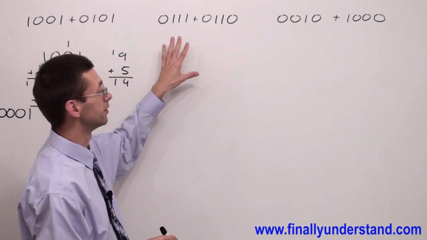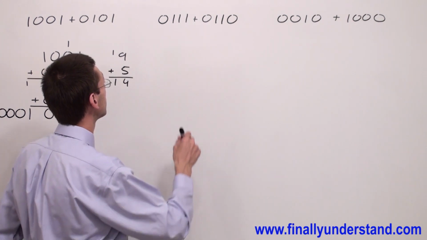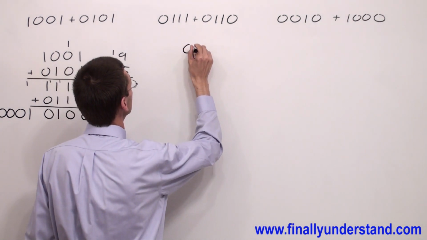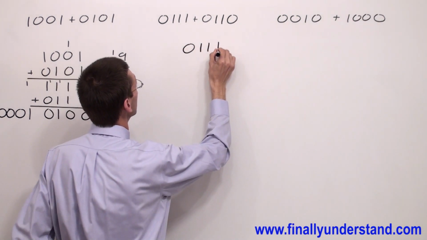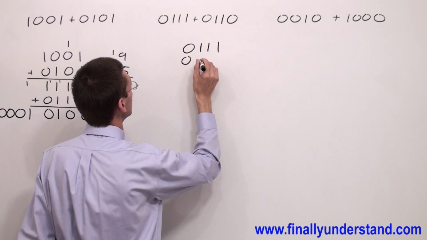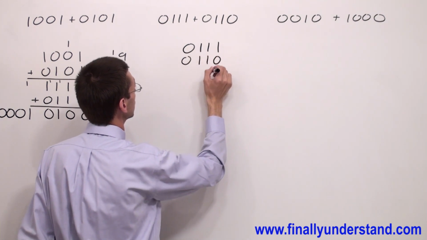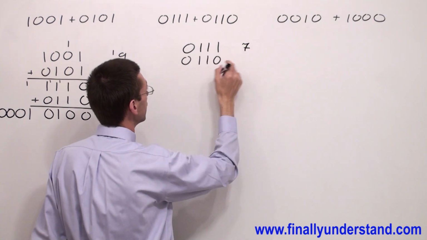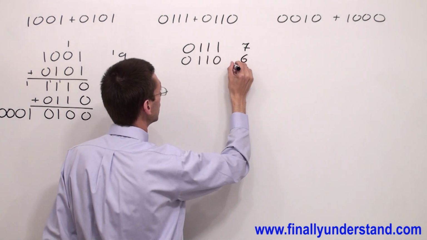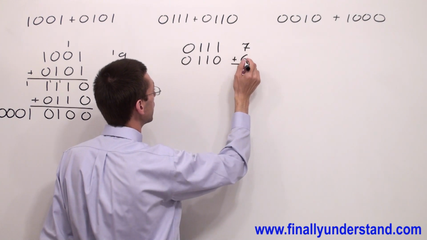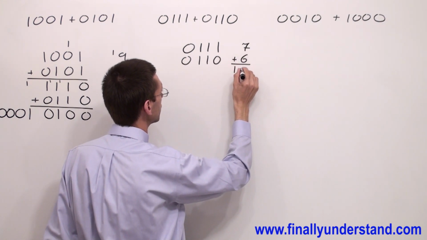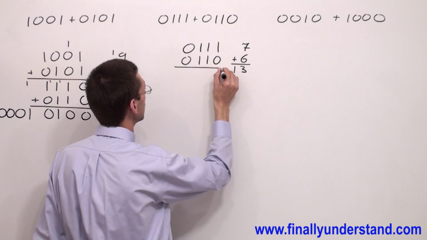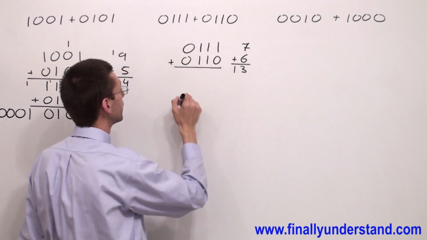Let's take a look at this example. Again, we have 0, 1, 1, 1, and I have 0, 1, 1, 0. Okay, this is binary 7, and this is binary 6. If you are going to add them up, 7 plus 6 is equal 13. Now let's take a look what we can do over here.